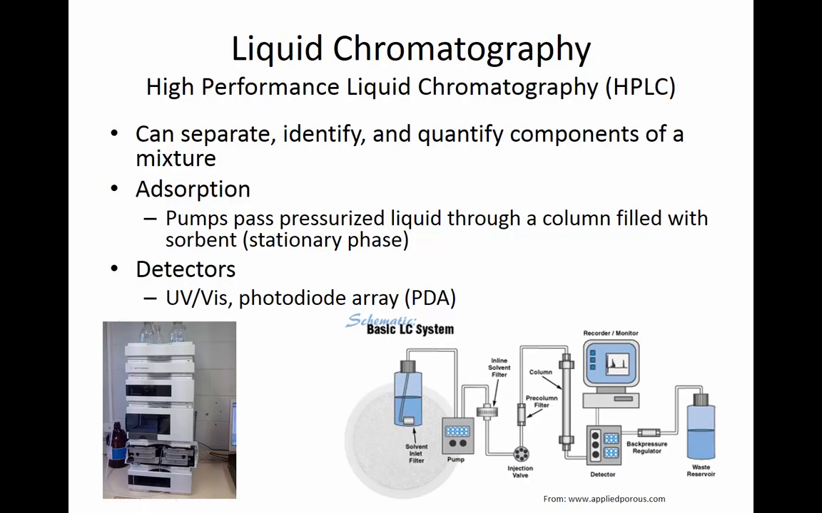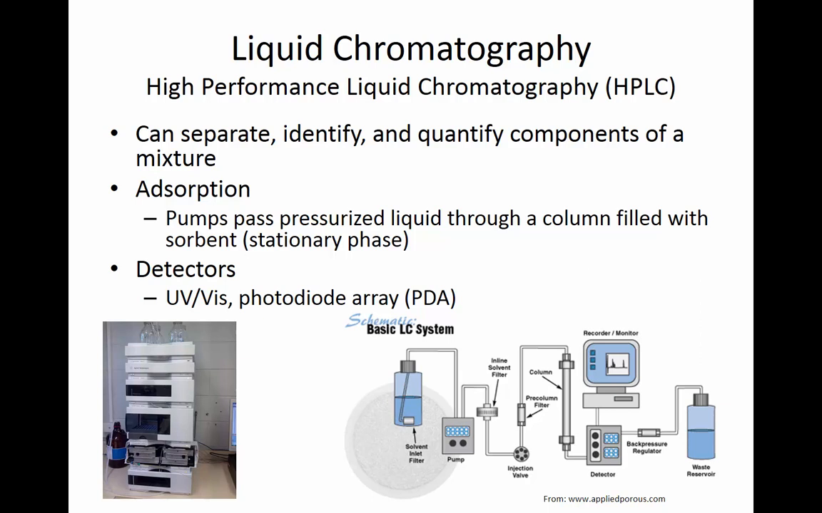Liquid chromatography. High performance liquid chromatography is usually what you hear about, otherwise known as HPLC. This can separate, identify, and quantify components of a mixture, and we're looking in the liquid phase. It's again based on principles of adsorption to some extent. Pumps will pass pressurized liquid through a column that's filled with some sort of sorbent, and that sorbent is the stationary phase. And that sorbent can attract either charged molecules, or it can attract hydrophobic molecules. Again, it depends on what sort of separation you're trying to do.